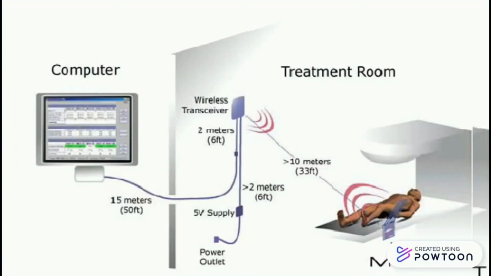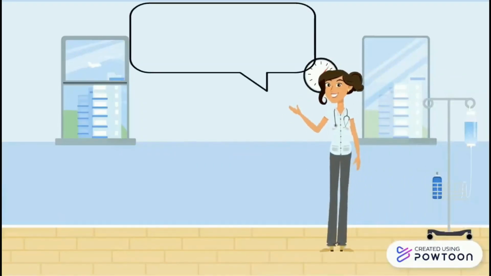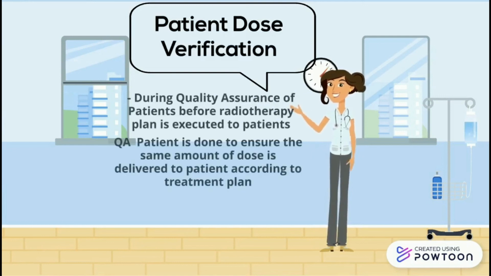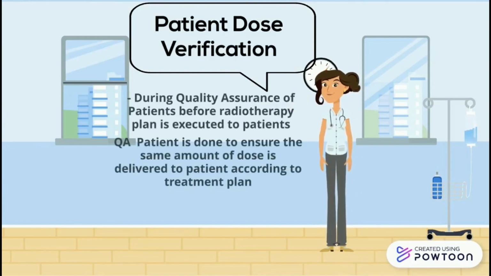This is an example of wireless MOSFET semiconductor dosimeter set up in treatment room. Not only that, MOSFET dosimeter can also be used for patient dose verification during quality assurance of patients, in which it was done before the radiotherapy plan is executed on the patients.